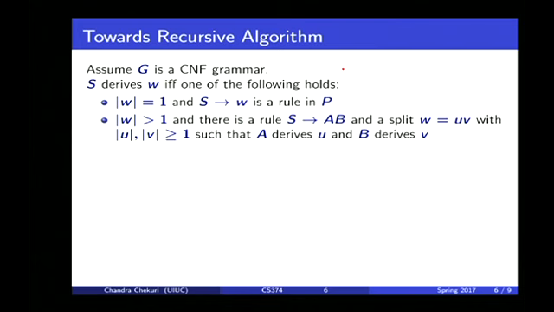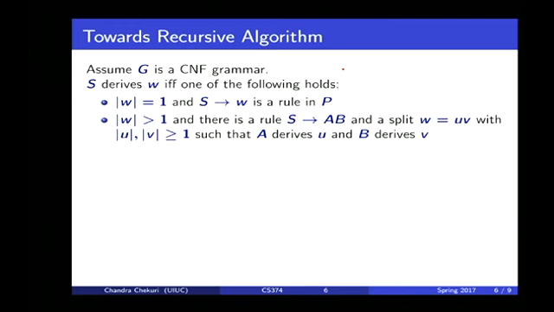What if the length of the string is long? Then S will derive that string if and only if there is a rule of the form S goes to A B, yeah? And then A derives U and B derives V such that W is the concatenation of U and V. Is it okay? Yeah? Okay. Sounds good? Okay. Now this gives a recursive program, right?